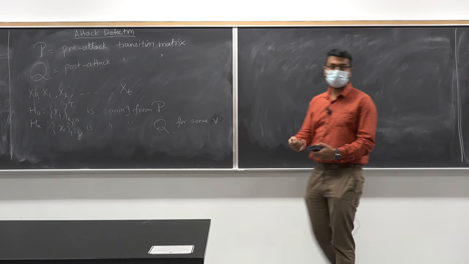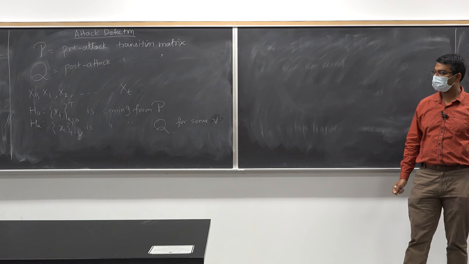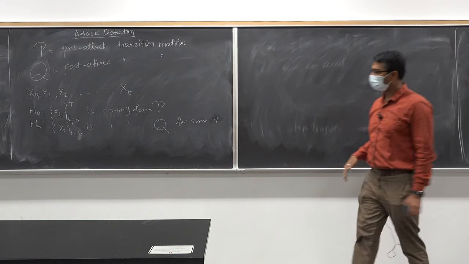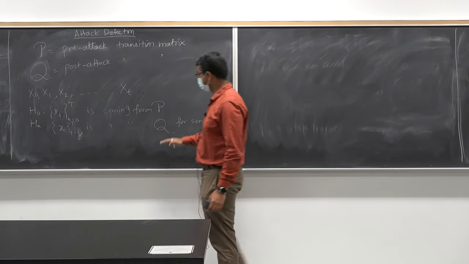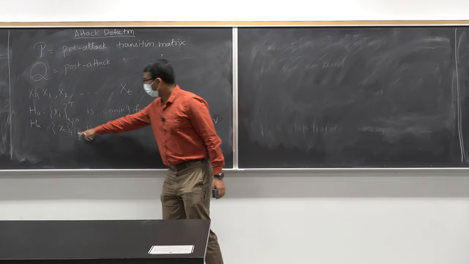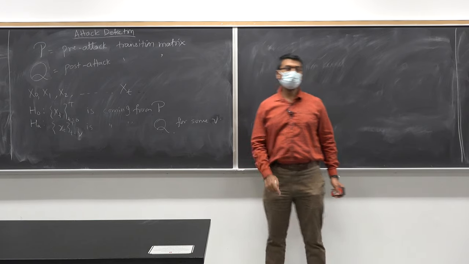So it would be wrong to think about the entire sequence coming from Q, okay? Because the attacker is not just sitting and will start attacking at 12:30 p.m. He or she is going to pick a time and will start attacking at that time. So there is a time nu at which the attack starts. And the goal is that for some nu, this particular sequence is coming from the post-attack transition matrix Q.